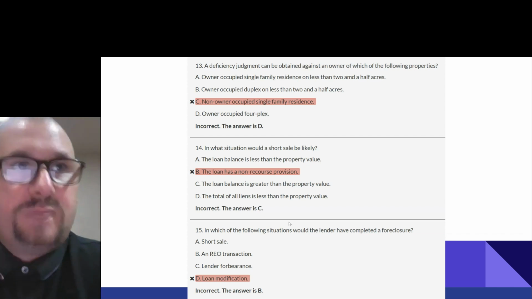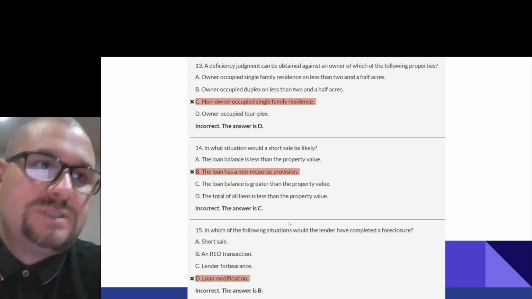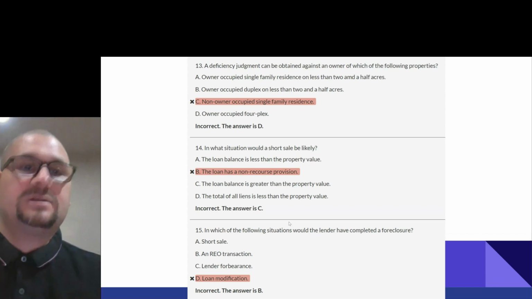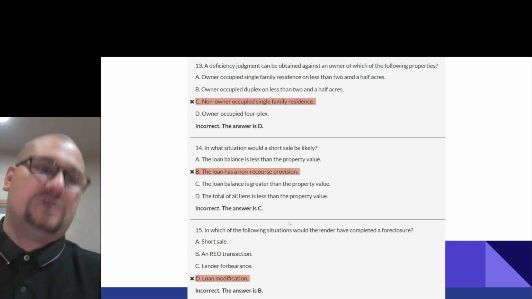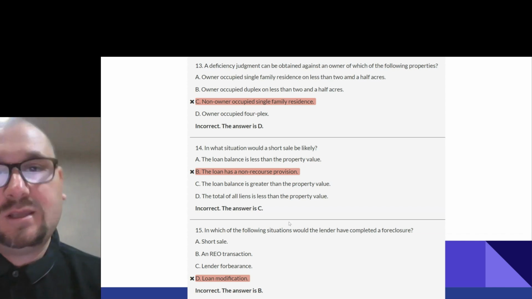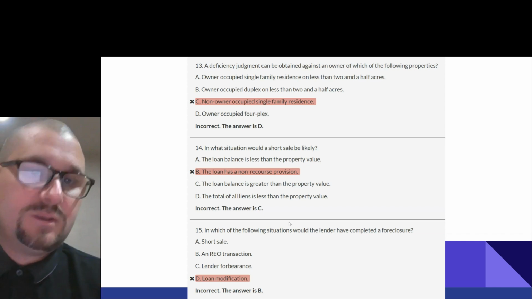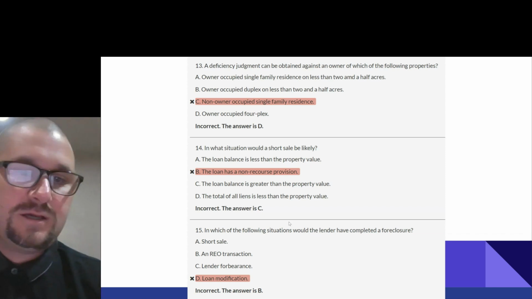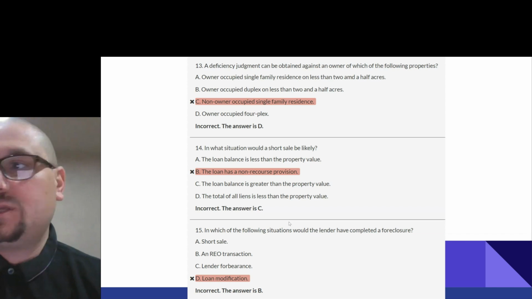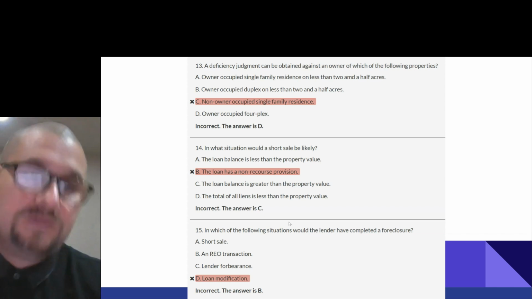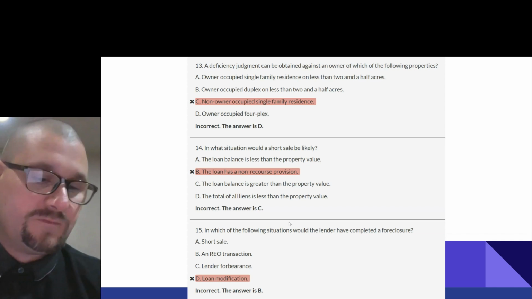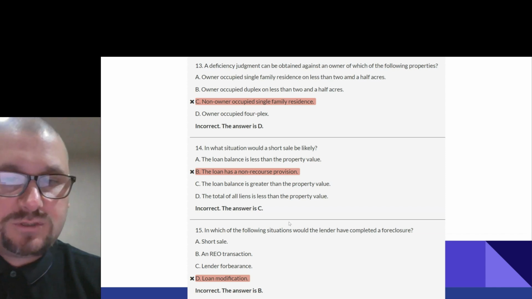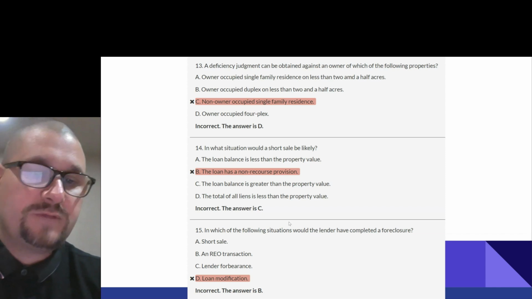In a REO transaction, the bank owns this house now, where you basically lost your house to the bank and you lost that property. That happens when people cannot pay their mortgages and miss 3 months consecutively. Now you can apply for bankruptcy, and that will pause the foreclosure. So is it short sale? No. Lender forbearance? No. Loan modification? No.